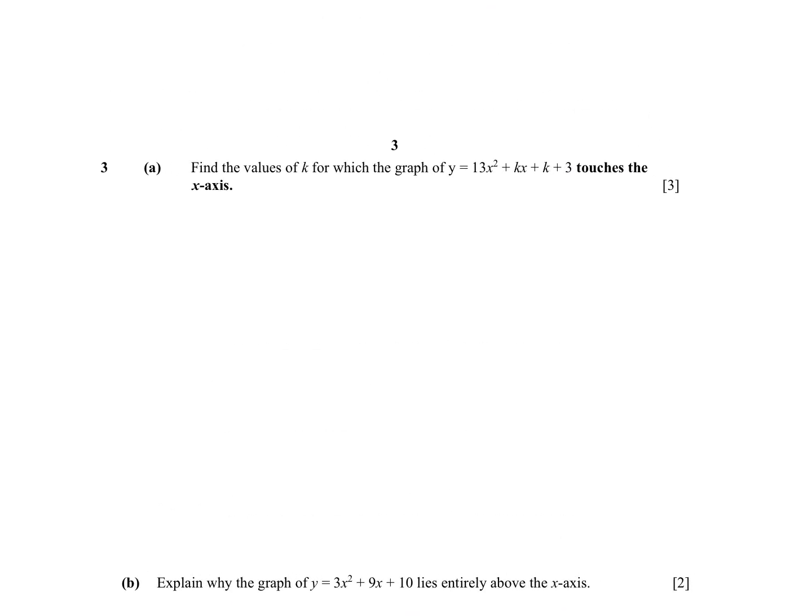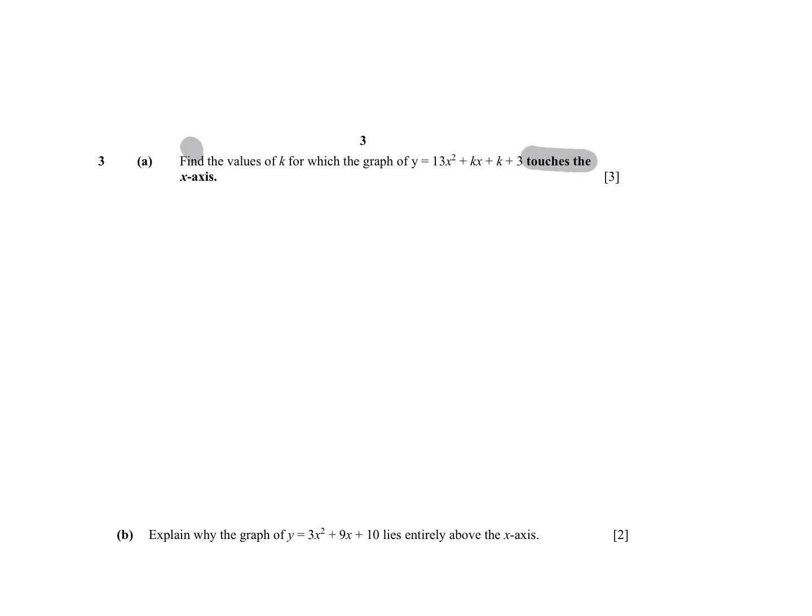What does touches the x-axis mean? Only 1. Yes, so this one means D equals 0. And they never ask you to show, means you can use this from the start. So given that D equals 0, then you go and find b squared.